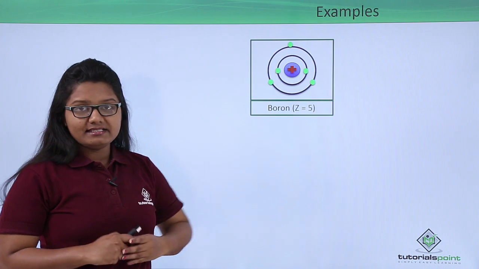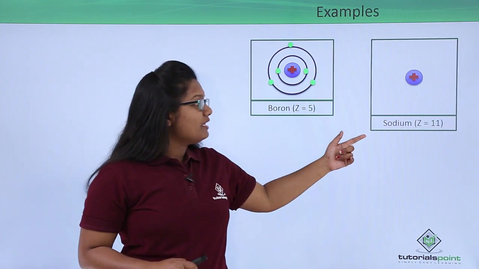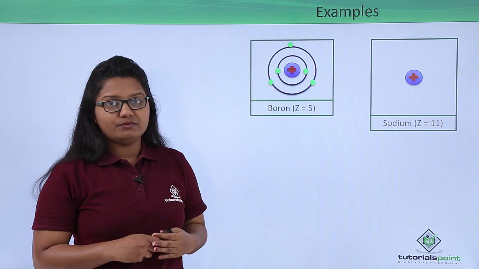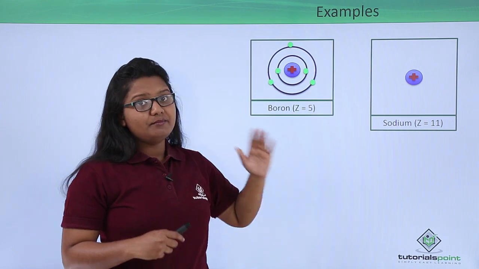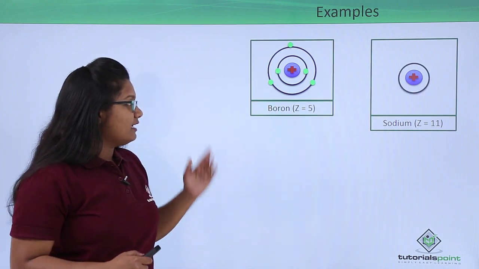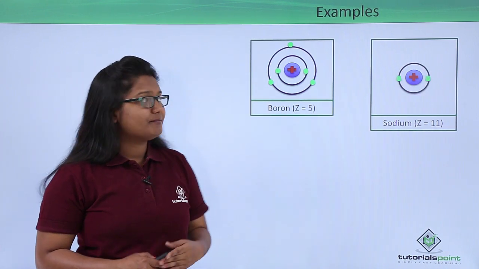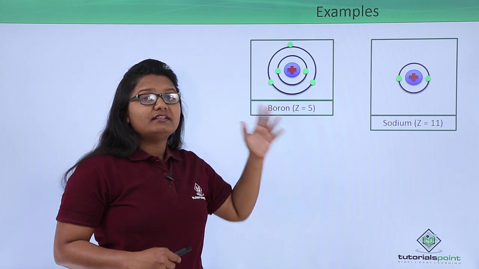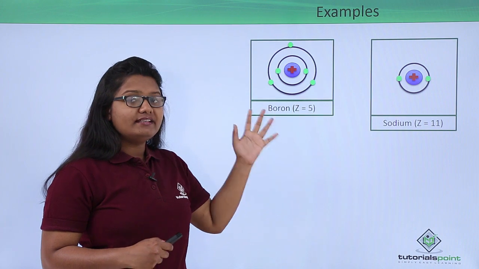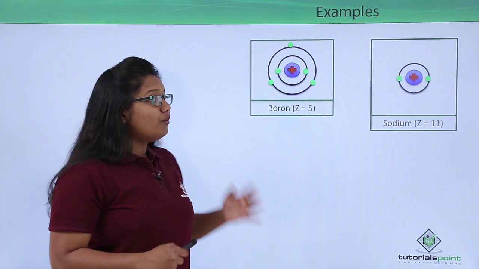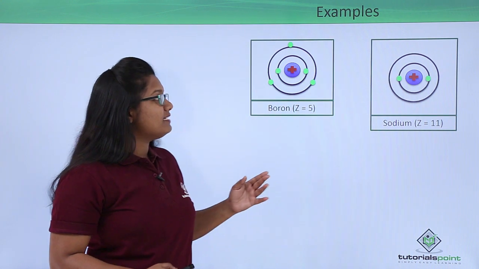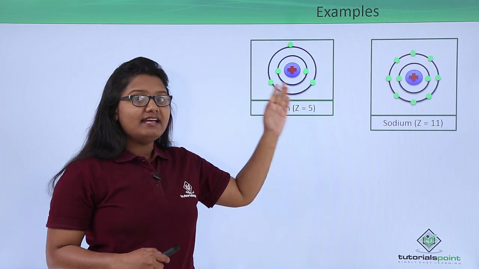Now let's take another example. For a sodium atom whose atomic number is 11, it must be having 11 electrons. So we'll make use of the same rules to arrange the electrons for sodium. That is, we'll fill the K shell first with 2 electrons and then we are left with 9 more electrons. So we'll arrange those electrons in the rest of the shells. We know that the capacity of L shell is 8 electrons. So we'll be placing all the 8 electrons in L shell.